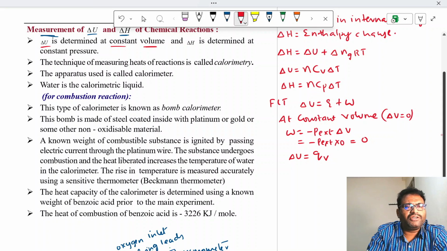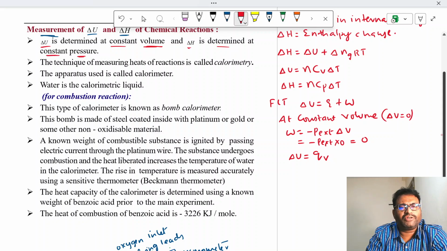So delta U is determined at constant volume and delta H is determined at constant pressure. Delta H means the total heat energy, or heat of a system, at constant pressure and temperature, which is called H.